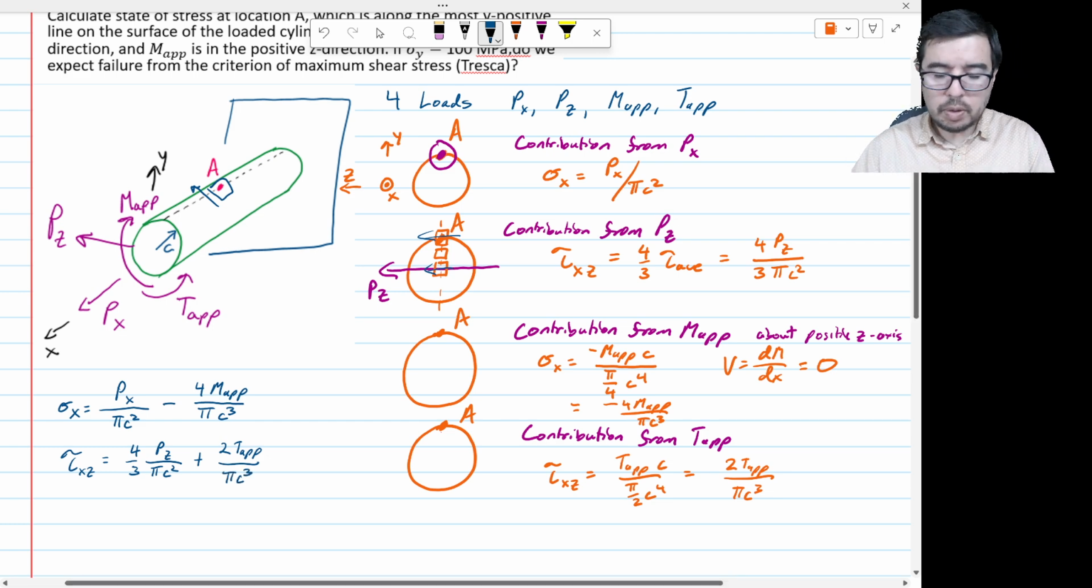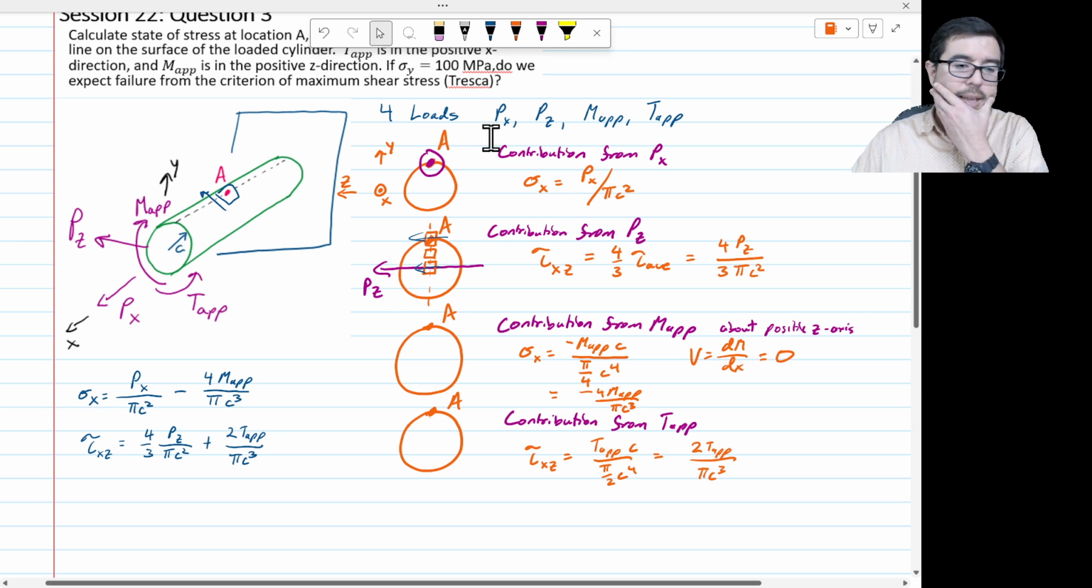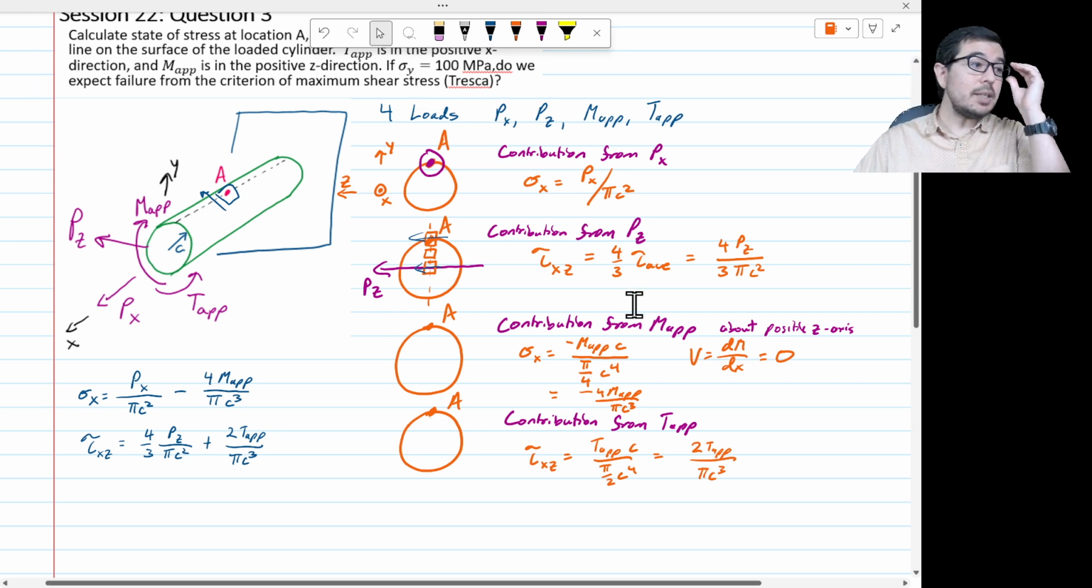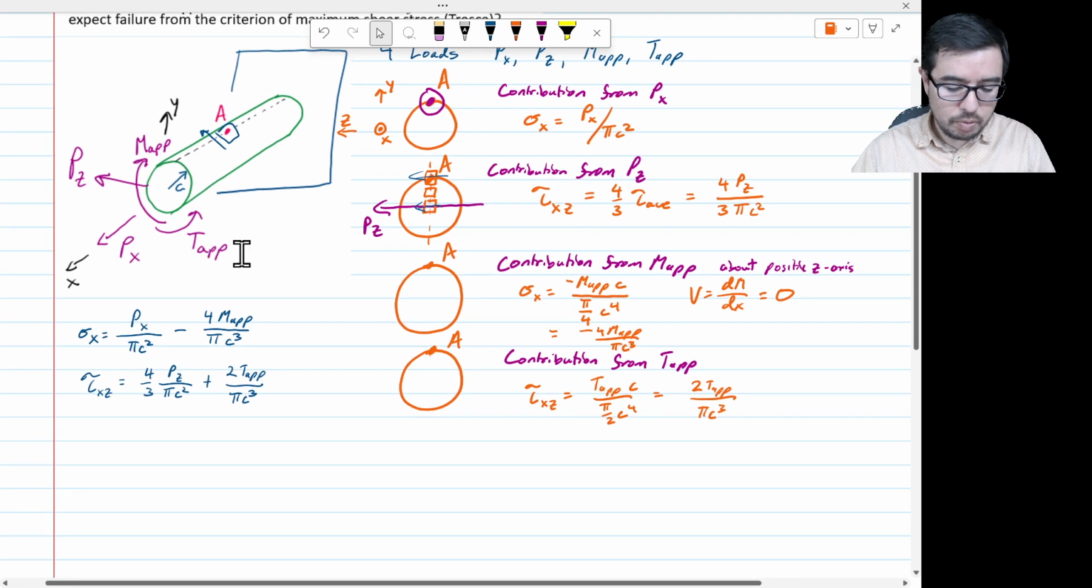So we've redone this problem. Now, the question is, do we expect failure from the criterion of maximum shear stress, Tresca? And they give us a number, but we don't have any numbers here. So let's just talk about what we're going to be looking at and calculating. This is a situation where very likely you've got two positive. I mean, it depends on whether M_AP is really large or P_x is really large.